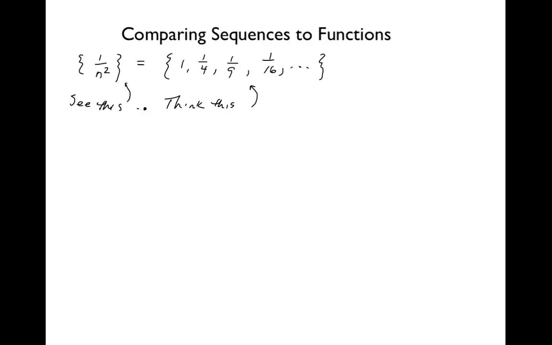Okay, so what function would we compare this to? Yeah, so this is the sequence whose function would be f of x equals 1 over x squared. N is kind of like the independent variable of the function, and then the terms of the sequence, the 1 over n squared terms, are analogous to the values of the dependent variable. Okay, so how are these the same and how are they different?